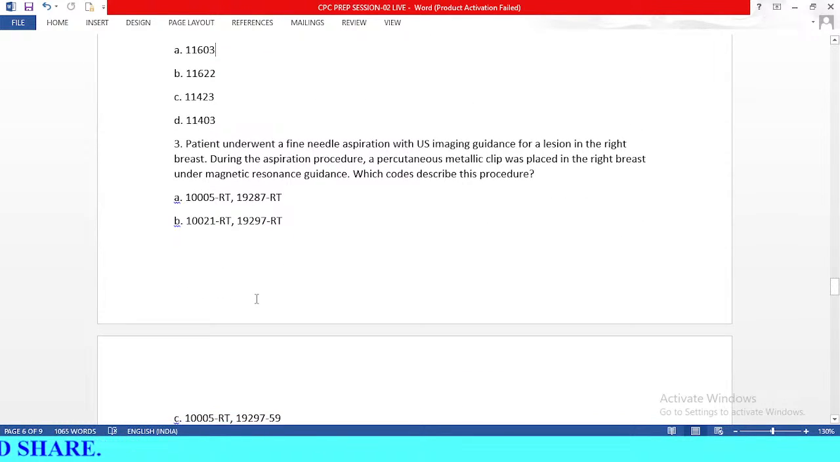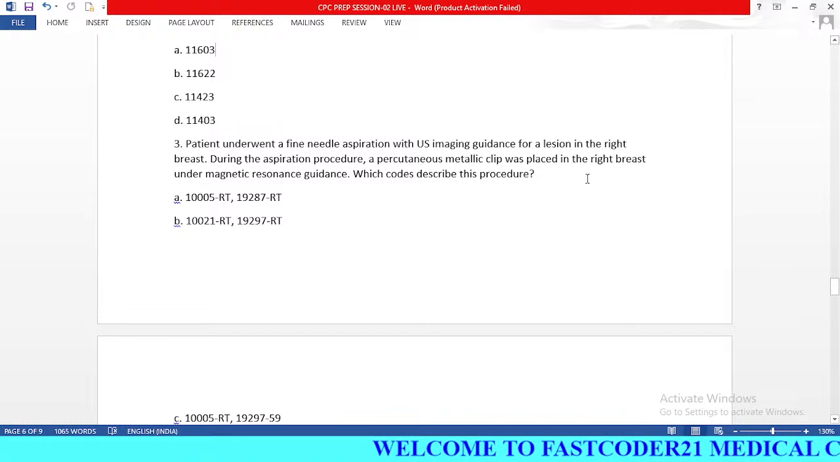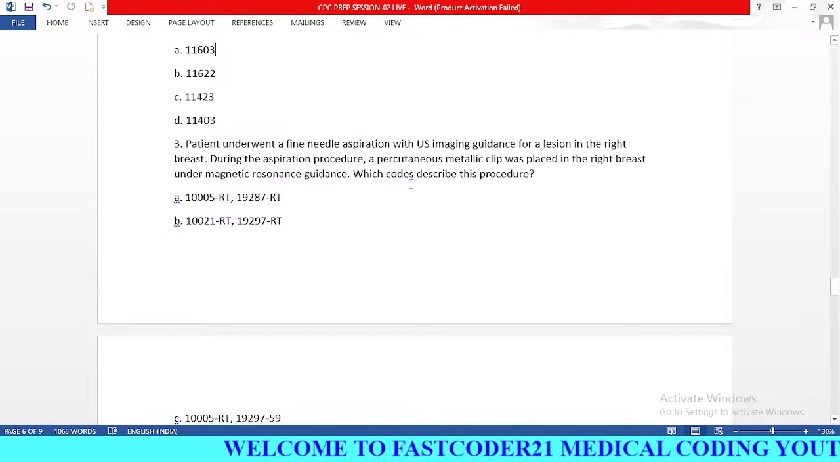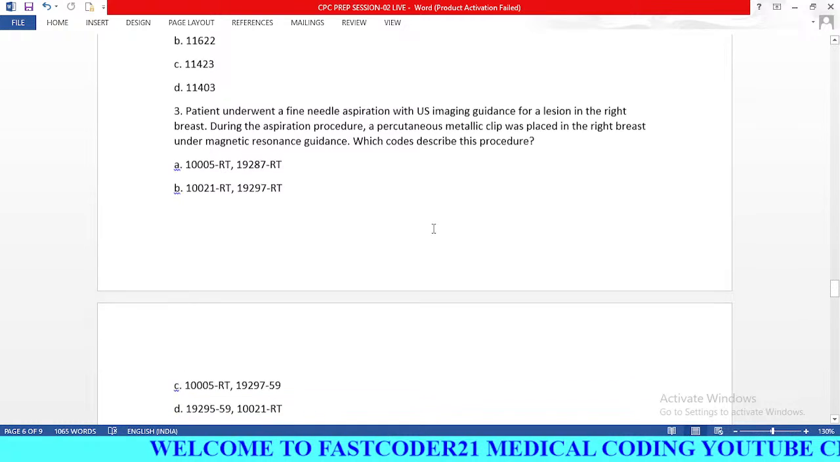So next one: patient underwent a fine needle aspiration with ultrasound imaging guidance for a lesion in the right breast. During the aspiration procedure, a percutaneous metallic clip was placed in the right breast under magnetic resonance guidance. Which codes describe this procedure?